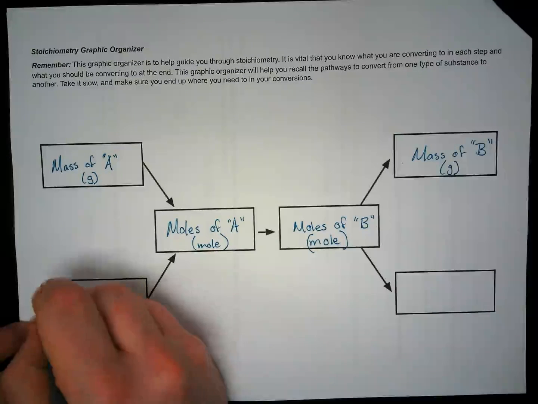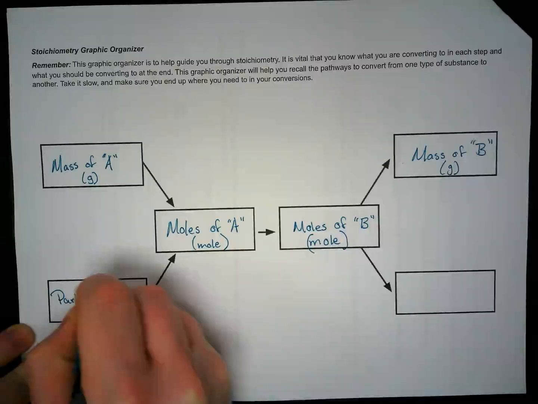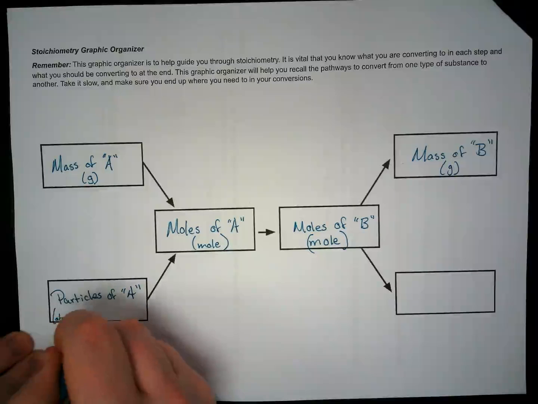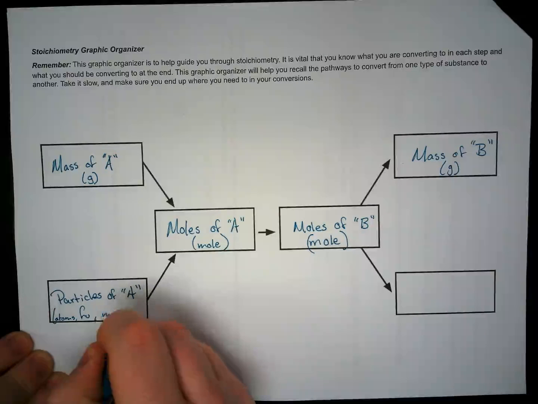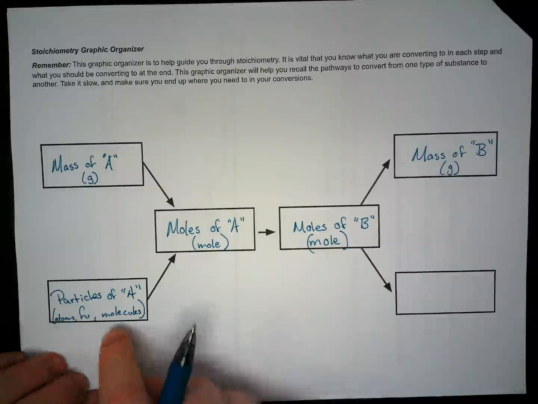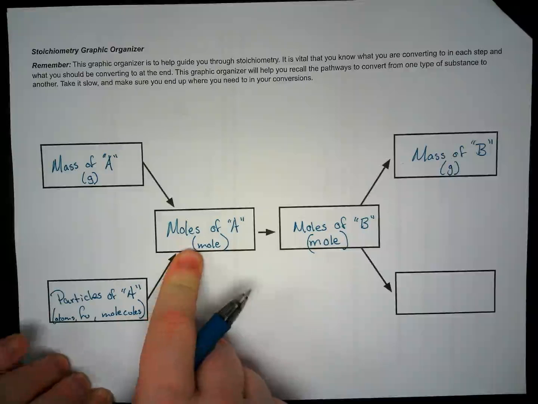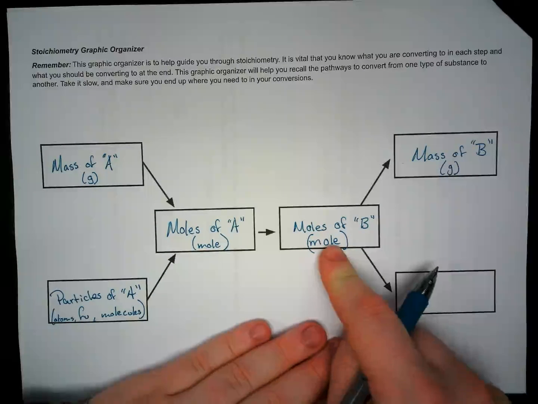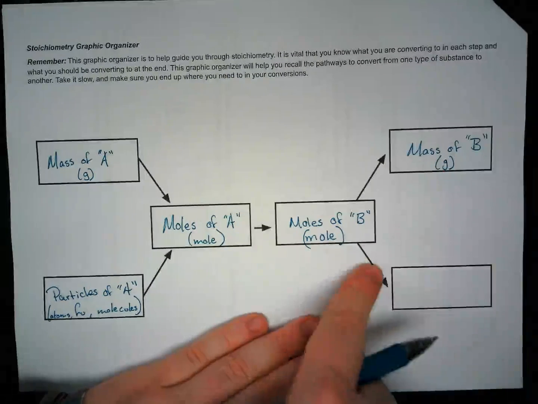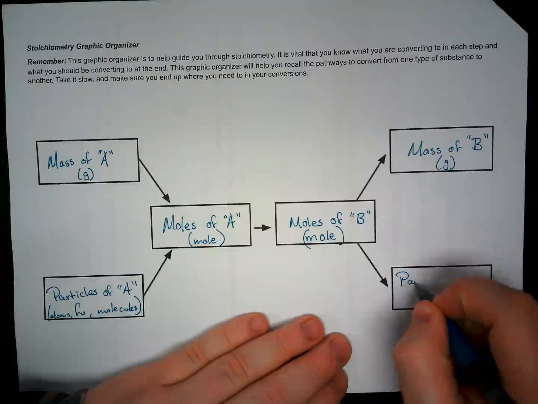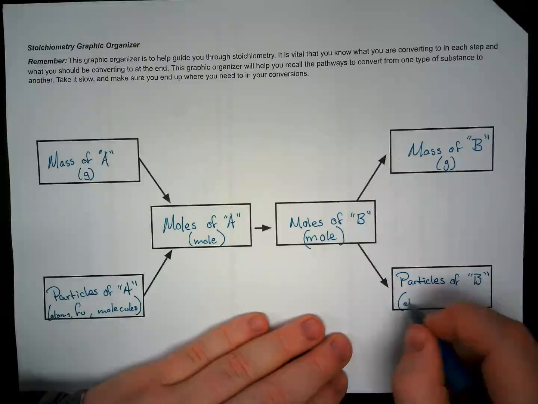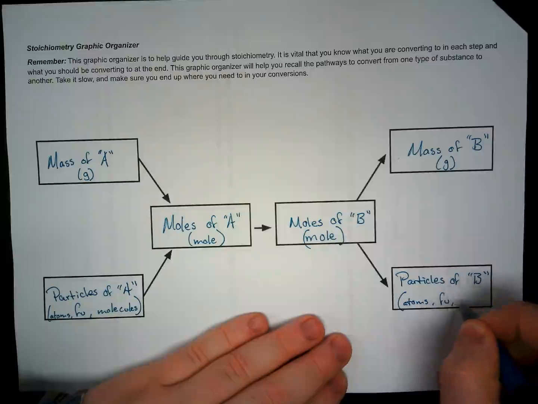Now, what if I have, let's say, particles of A? Well, remember, particles we measure with atoms, formula units, and then also molecules. So if we started with particles of A, we would have to convert from particles of A to moles of A, and then from moles of A we can convert to moles of B, and then depending on the question, either we will convert that into mass of B, or we'll go down here and convert to particles of B. Which again is still atoms, formula units, molecules.